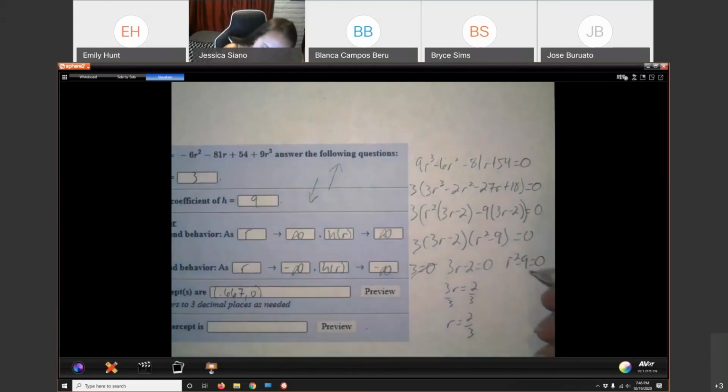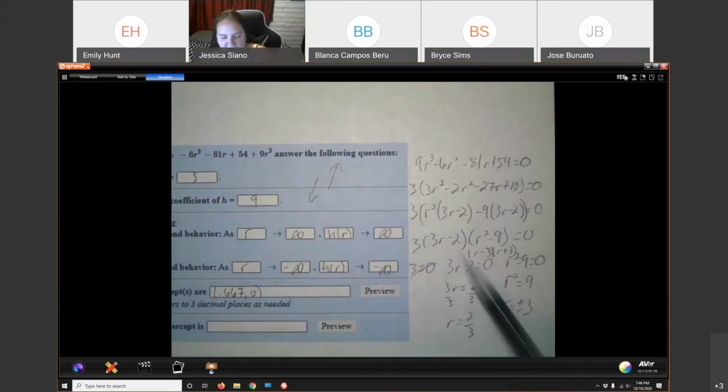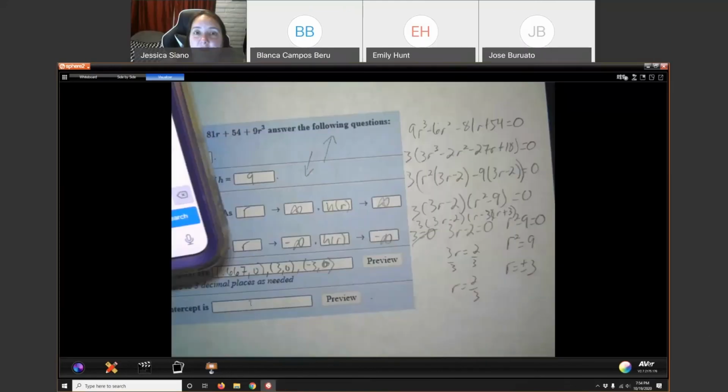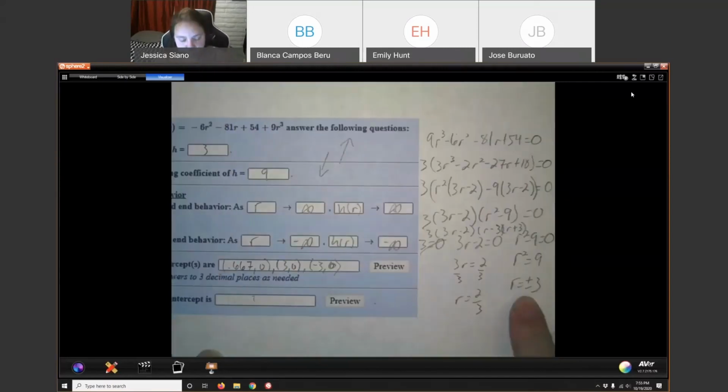And then here, r squared equals 9. So r equals plus or minus 3. And again, we probably should have kept factoring this and making it r minus 3, r plus 3, because if they'd have asked for factored form, this would have been factored form right here. Okay, so we had r plus or minus 3. So then we had positive 3 and negative 3 as my zeros.